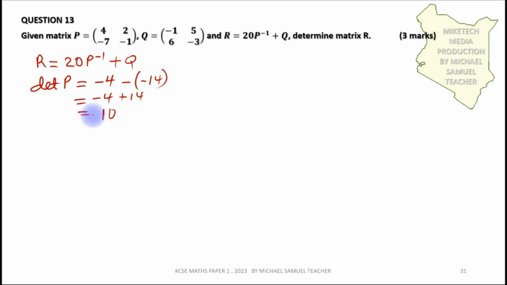10. Therefore, P inverse will be 1 over the determinant, which is 10, and then we interchange the elements in the main diagonal. So where we have 4 we shall have minus 1, where we have minus 1 we shall have 4. Then we interchange the signs of the other diagonal, such that minus 7 will be 7 and 2 will be minus 2.